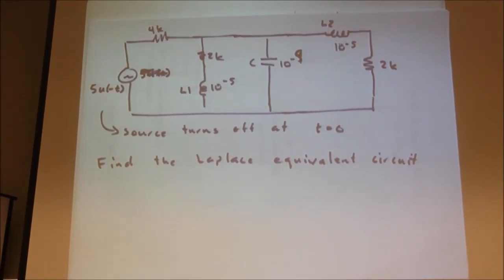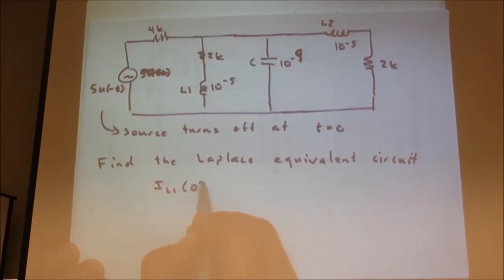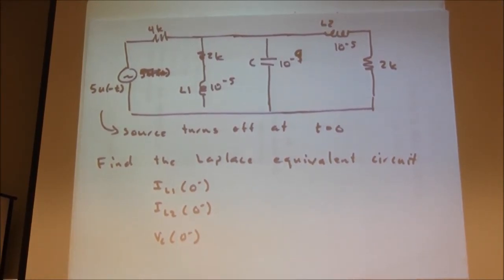So we need IL1(0 minus), IL2(0 minus), and VC(0 minus). And what are they? We'll do this kind of by inspection. At t equals 0 minus, what's the status of our inductors? They're short. What's the status of our capacitor? It's open. Why? Because it's been like that since minus infinity.